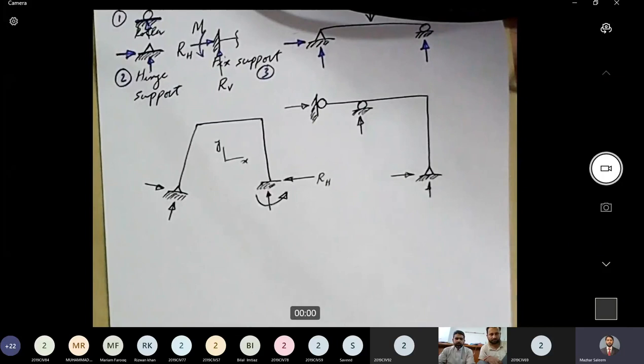Okay, and how do we provide these supports practically? For example, this type of beam is a simply supported beam.